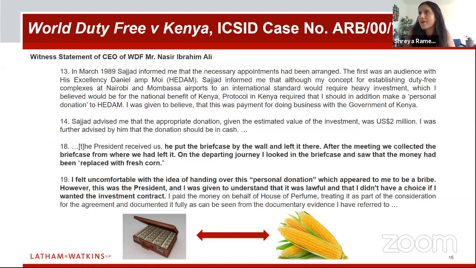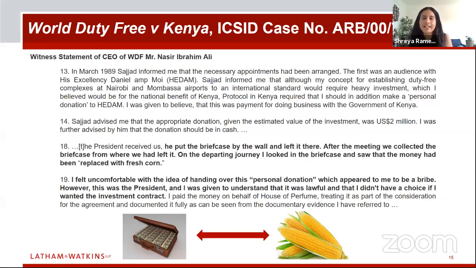This here is an extract on the slide from the witness statement of Mr. Nasir Ali, where he basically admits to paying that amount. What happened was, and it's quite an interesting cash for corn exchange, where Mr. Ali and Mr. Sajjad went to have a meeting with President Moi of Kenya, and they brought with them a big briefcase full of cash, $2 million worth of cash, that they left in the room by the wall while they had their meeting with the president.